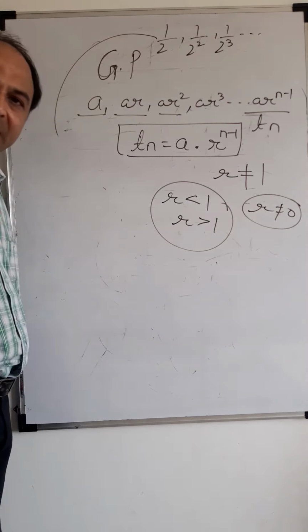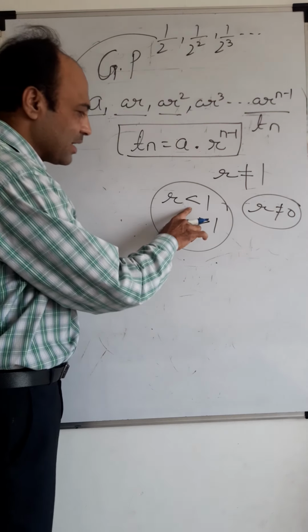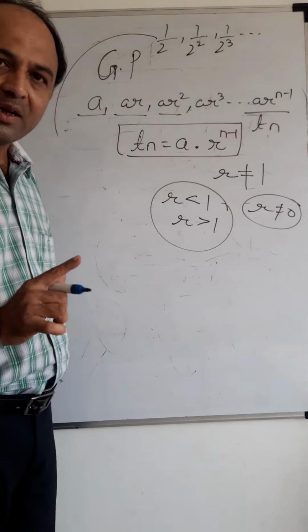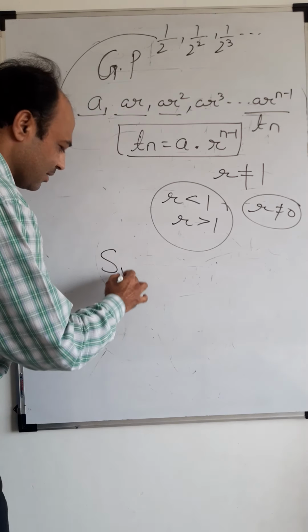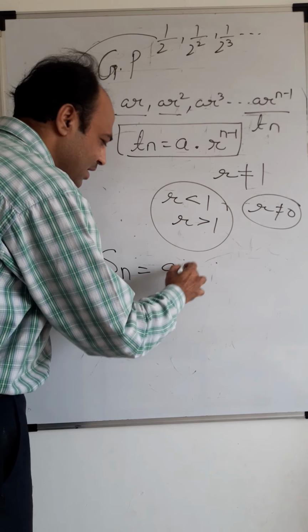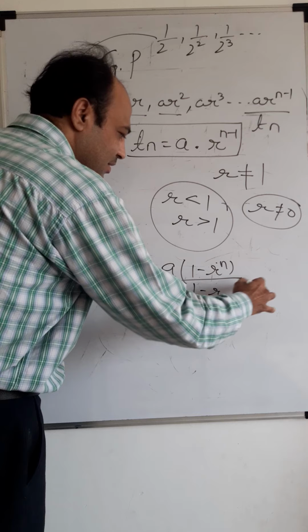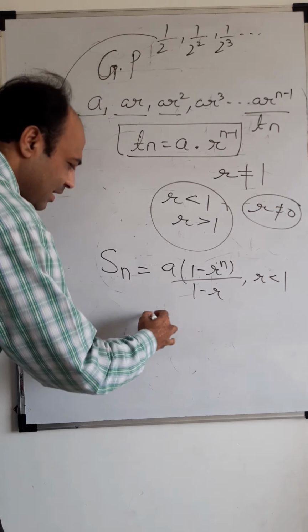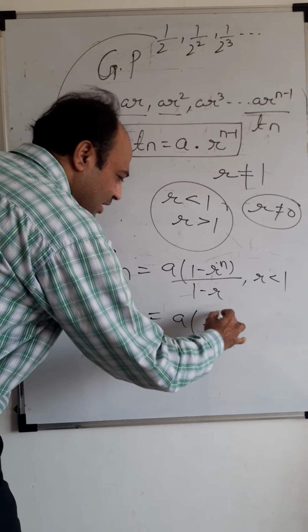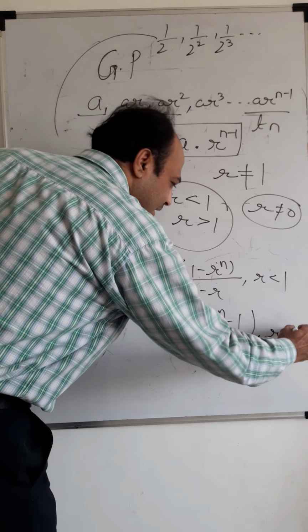Correct? Those basic things all of you are aware of. The ratio can never be 0, so we have r less than 1 and r greater than 1. For the sum of n terms, we have two results. When r is less than 1, we have (1 minus r to the power n) upon (1 minus r). When r is greater than 1, then we have this result: (r to the power n minus 1) upon (r minus 1).